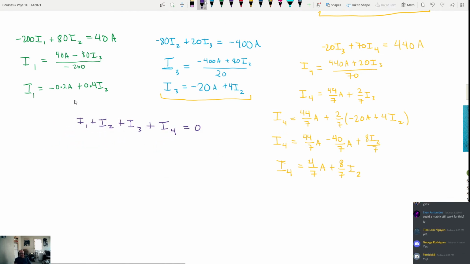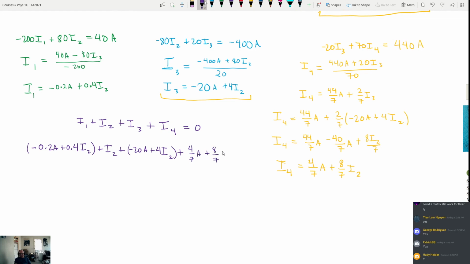So we're going to have negative 0.2 amps plus 0.4 I2, plus I2, plus I3, which is negative 20 amps, plus 4 I2, plus I4, which is 4/7 of an amp, plus 8/7 of an I2, is equal to 0.